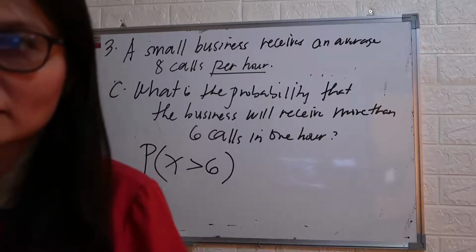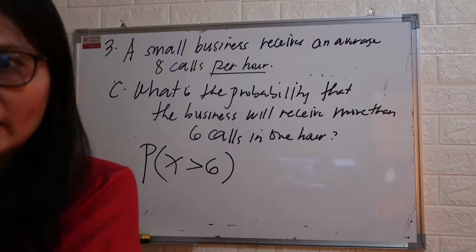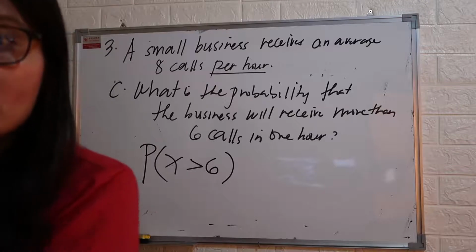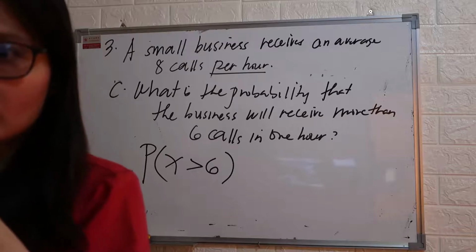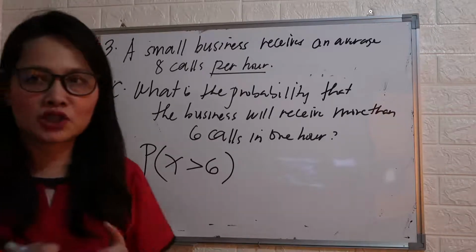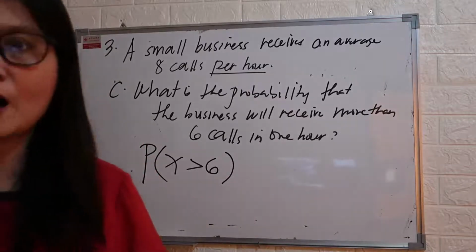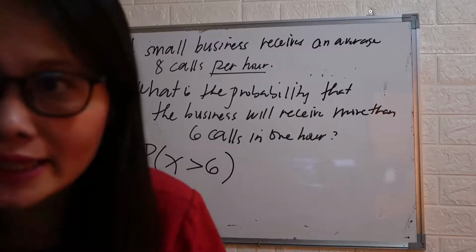Magiging infinite, di ba? Kasi pwedeng 6, pwedeng 7, 8, 9, 10, 11, 12, 13, 14, and then so on. So it's infinite. So if it's infinite, if it's too long, how do we solve it? Masyadong mahaba. How can we make it short? How? Remember? We need to subtract it by?